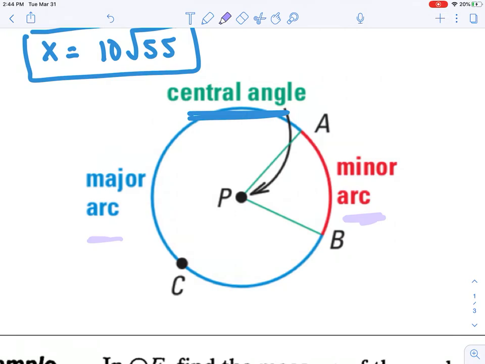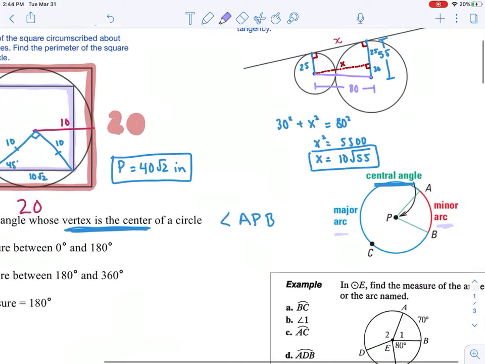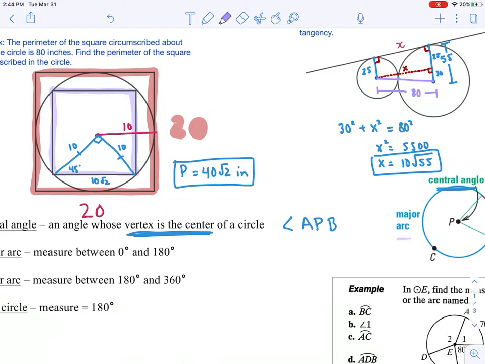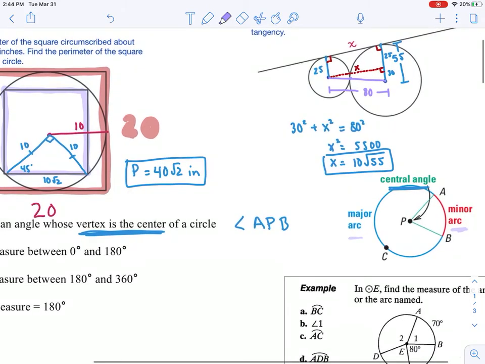Minor arcs measure between 0 and 180, and major arcs measure between 180 and 360. And that's what the definition right there says. And then we can name them. You name an arc by naming its two endpoints. So the minor arc that's red right here, its endpoints are A and B.